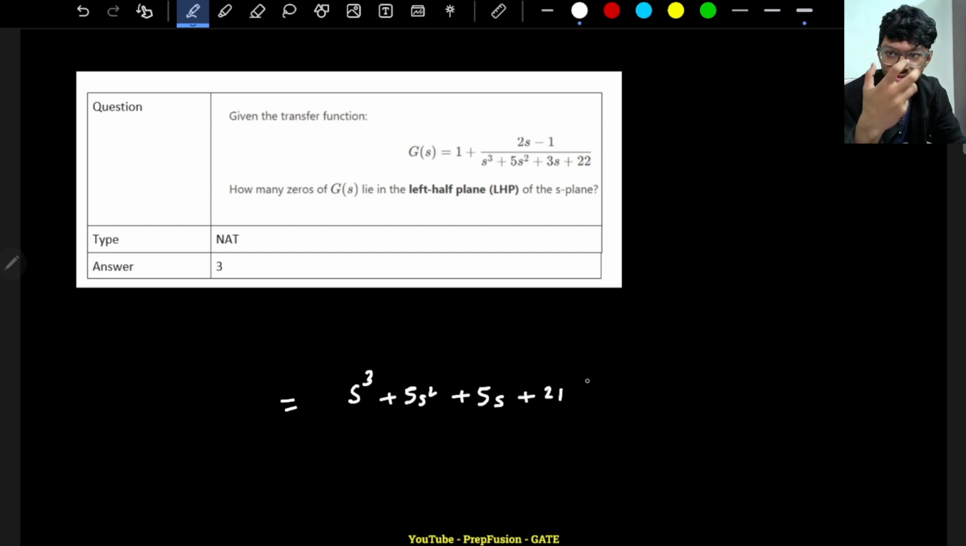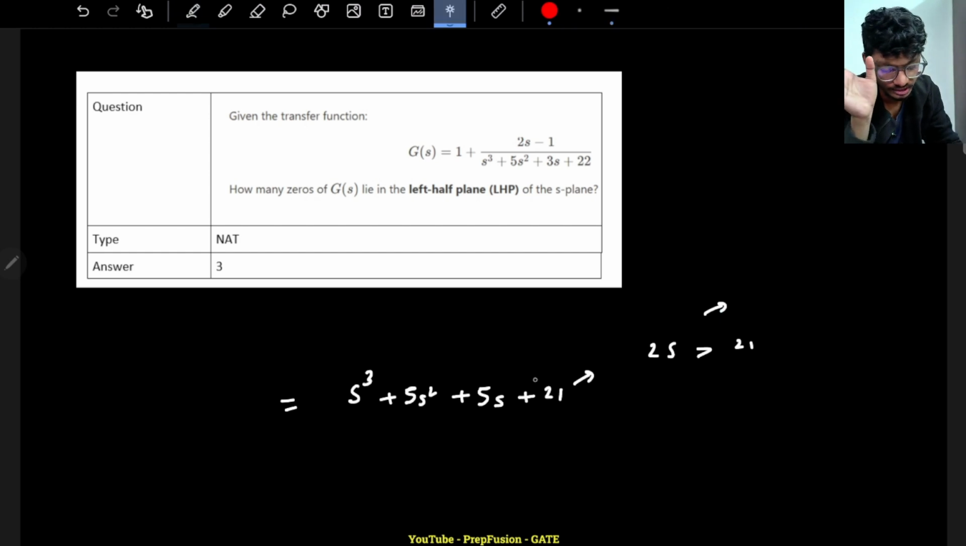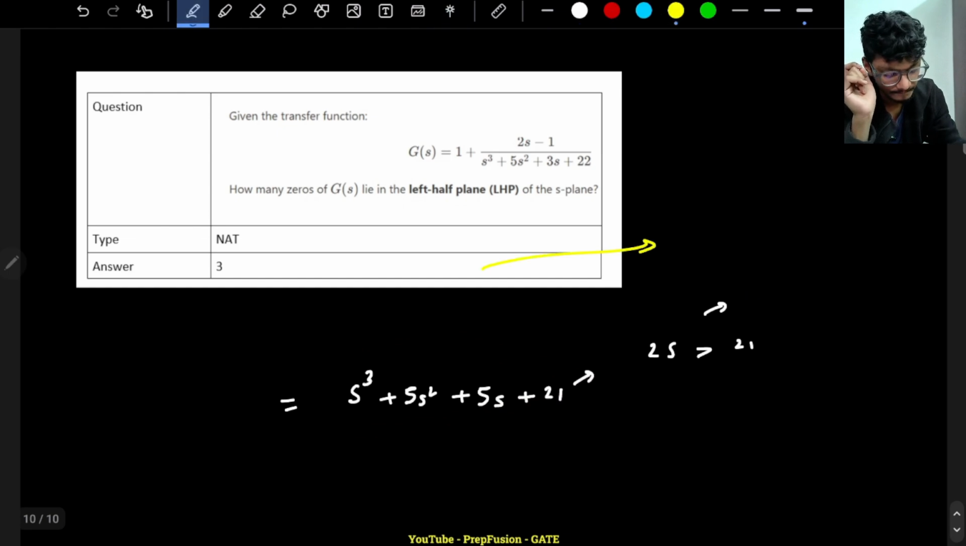Now again I can use the internal and external product. If I use the root, the internal product is 25 and the external product is 21. Obviously the internal product is greater than the external product, so all the roots will lie on the left hand side. Whatever roots I get, all will lie on the left hand side. Hence the answer will be 3 in this case. Pretty straightforward, pretty simple question, the answer will be 3.